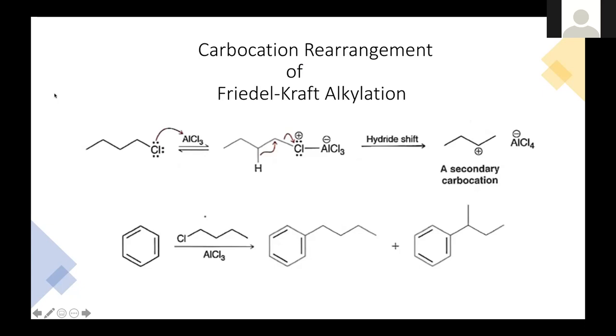But there are a couple of limitations, since, as you can see, if it's set on the primary carbon, then it goes through a hydride shift, creating a secondary carbocation because it's more stable, which leads to a mix of products. It's possible to kind of control which one you get, but a mixture of products is unavoidable. It's going to have some of both.